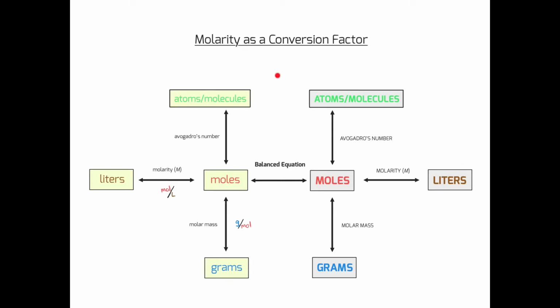So you can use this diagram as a kind of roadmap to convert between any of these things. For example, if we want to convert from liters of one substance to grams of a different substance, we would take our liters, use the molarity to convert from liters to moles of our original substance, then use the balanced equation to convert from moles of the original substance to moles of the new substance, and then we could use the molar mass of the new substance to convert from moles to grams.